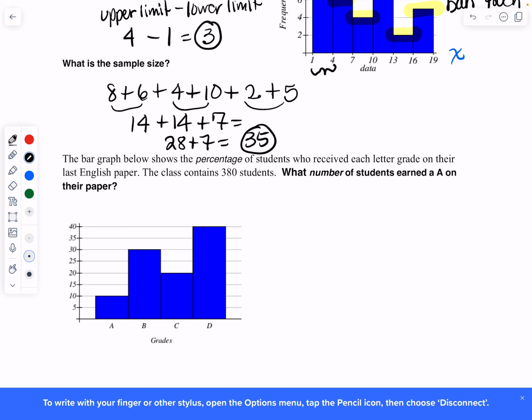Okay, so the bar graph below, which again is a histogram, shows the percentage of students who received each letter grade on their last English paper. The class contains 380 students. By the way, they just told you the sample size. So the sample size is everybody in the survey. So the sample size is 380. Then it goes on to ask you what number of students earned an A on their paper. Remember that the frequency is done in percentage, okay? So I'm just reminding you, this is percent.